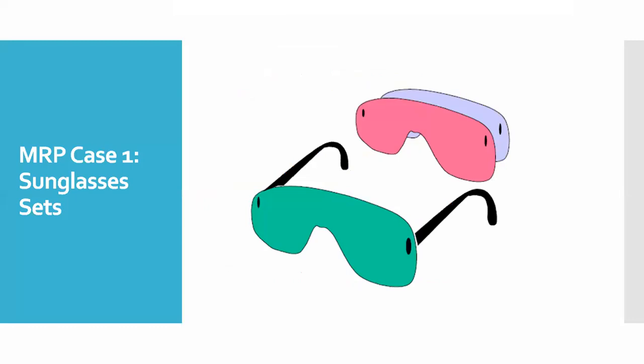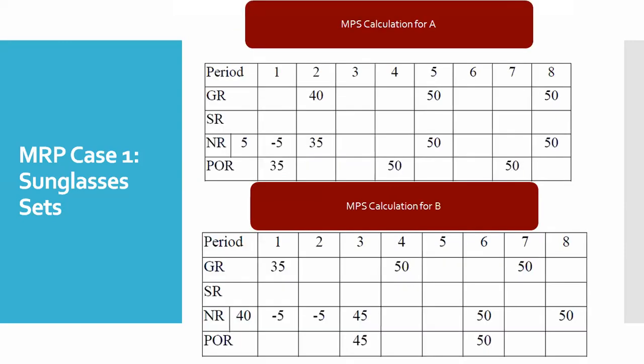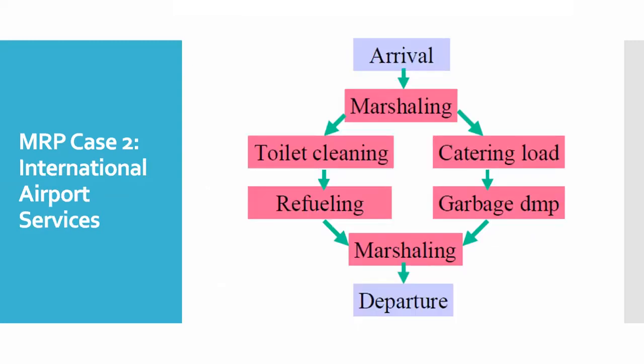So based on these things, I discussed with you the case study of the sunglasses in detail. I'm not going into the detail of that. The calculations for GR, NR, POR, and the international airport. Like in the international airport, there is marshalling, toilet cleaning, catering load, then refueling, garbage dump, marshalling and departure.